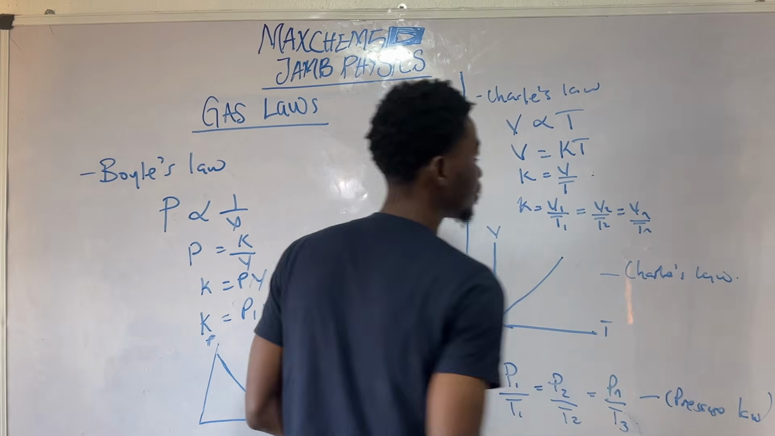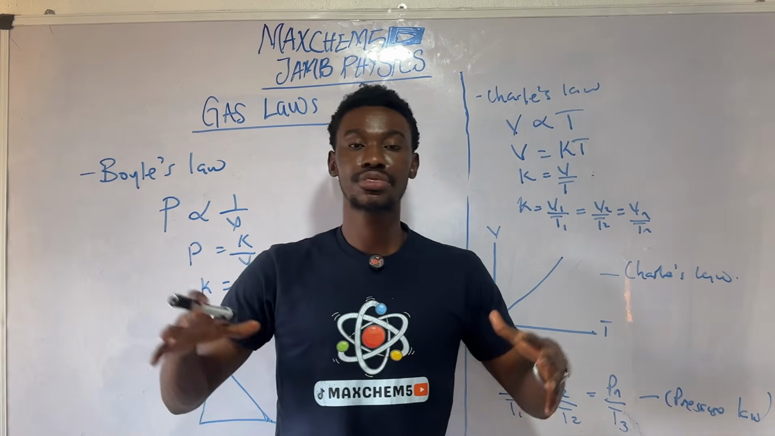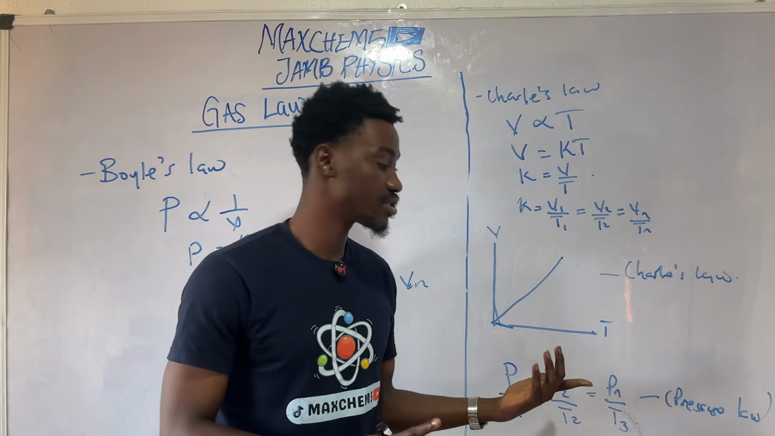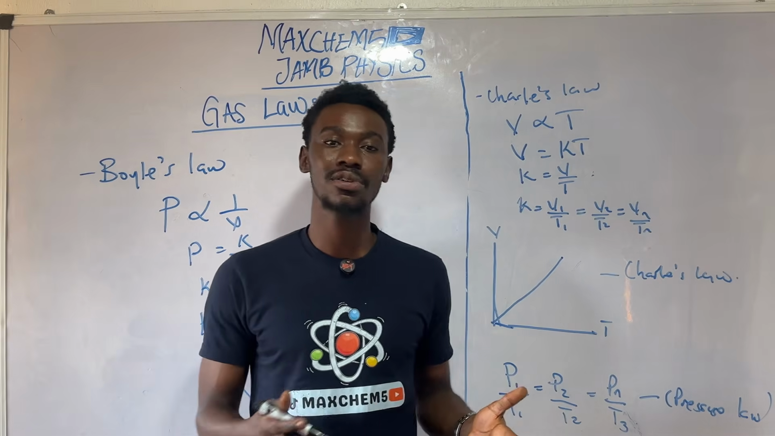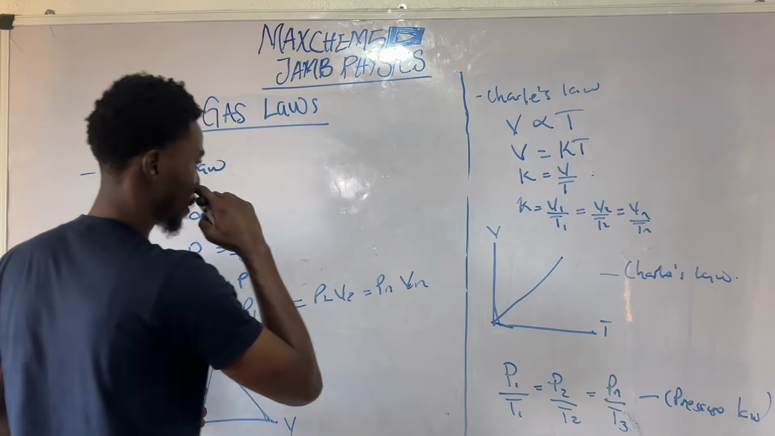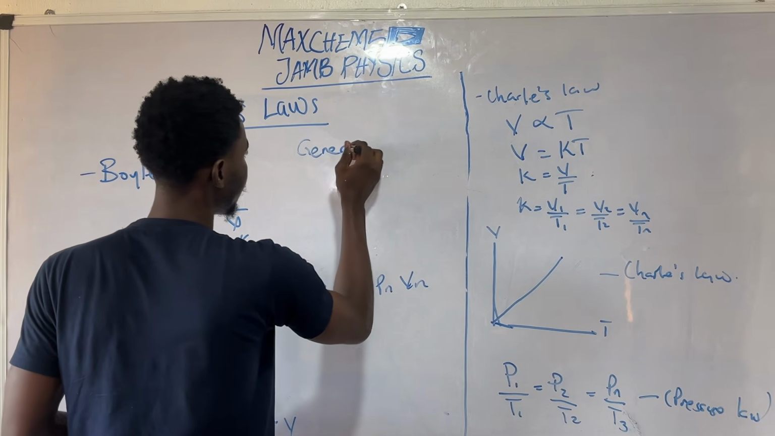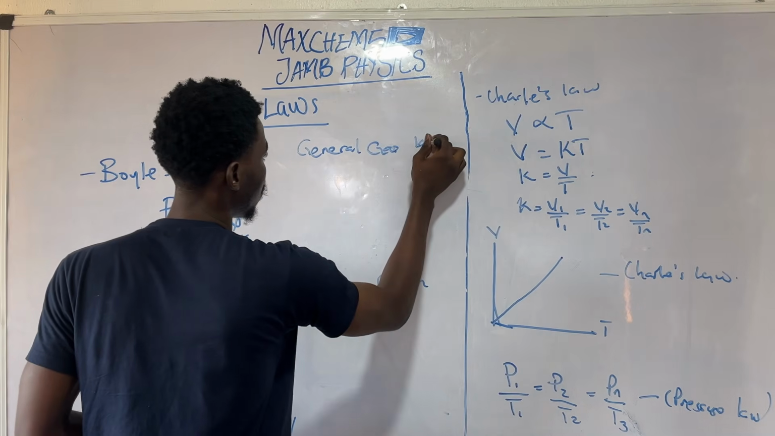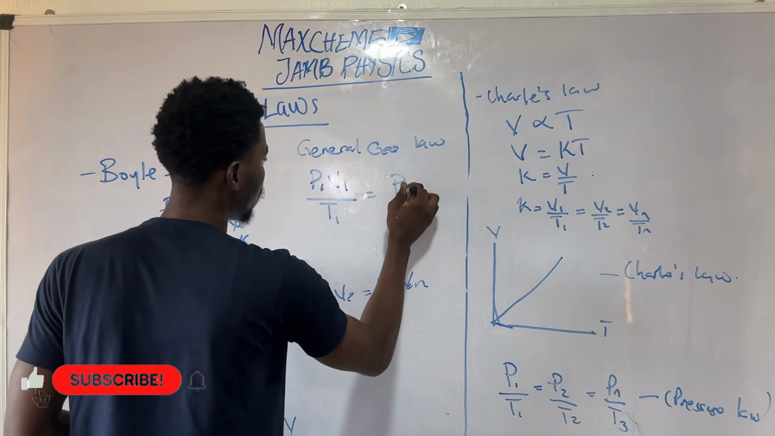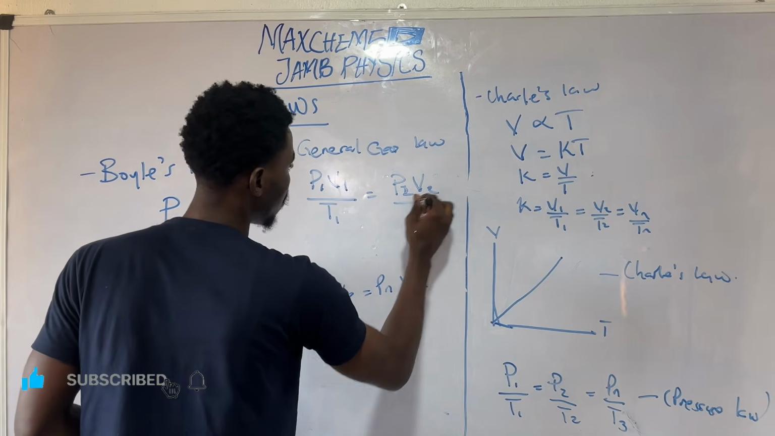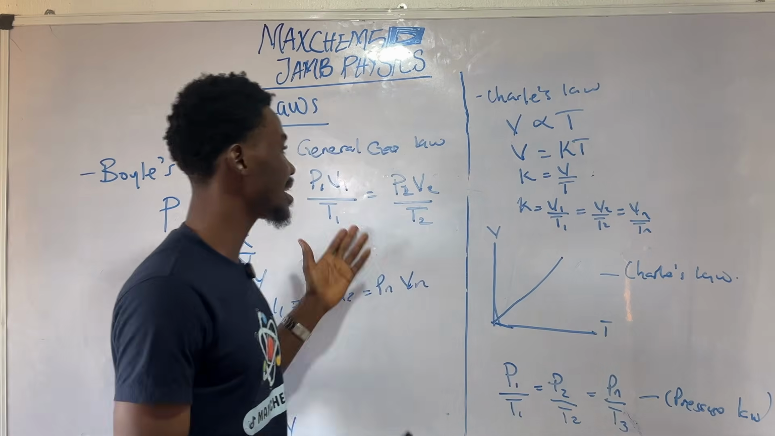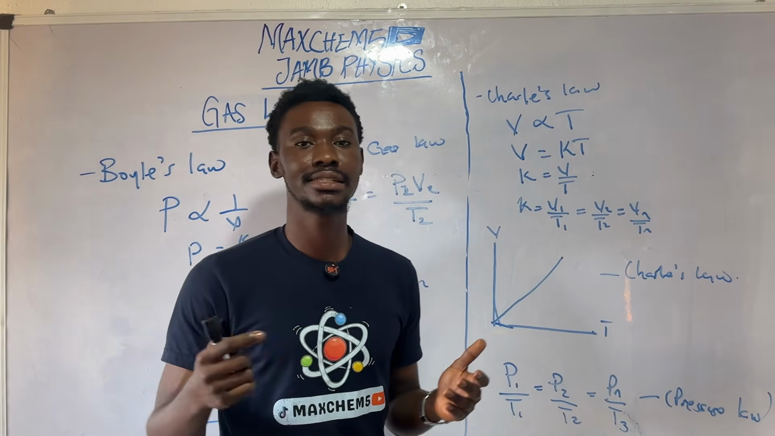Now there is a formula that unites the three laws that I just stated: Boyle's law, Charles' law, and the pressure law. The formula is called the general gas law. It is given as P1 V1 over T1 is equal to P2 V2 over T2. So this is the general gas law, and it unites Boyle's law, Charles' law, and pressure law.